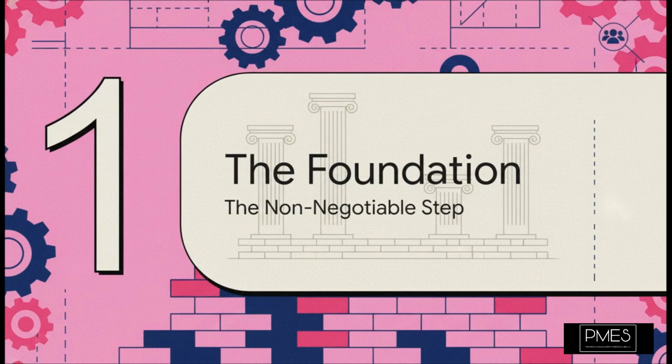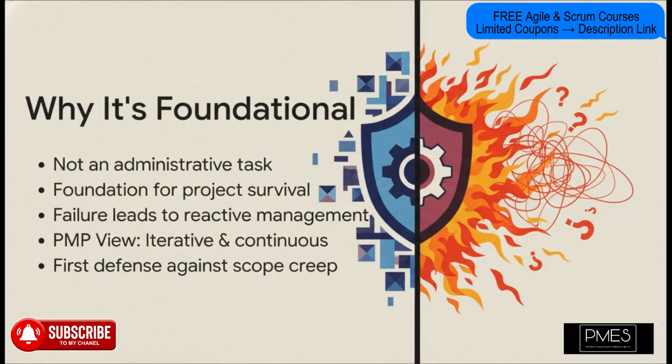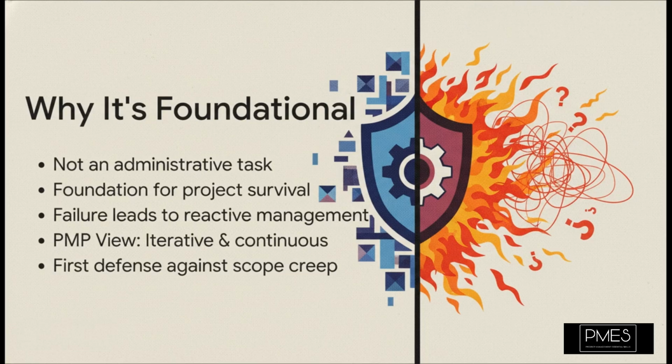Let's really get into why this isn't just a nice to have, it's the absolute non-negotiable first step for any project that's going to succeed. So, this is where we need to shift our thinking. A lot of people see this as just admin work, paperwork, but it's not. This is your foundation for project survival. It's your first line of defense against scope creep and all that chaos. I mean, if you get this part wrong, you're not really managing a project anymore, are you? You're just constantly reacting, putting out one fire after another.